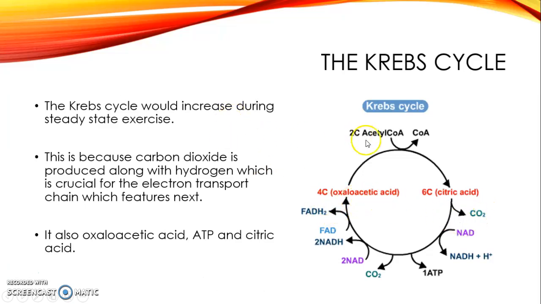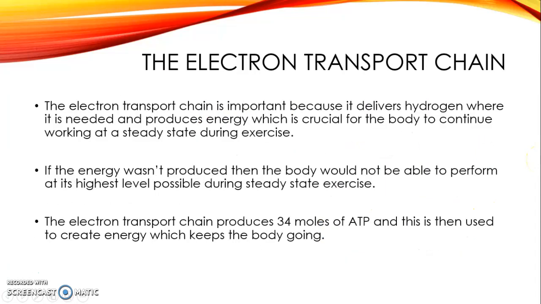Hydrogen is crucial for the electron transport chain. The electron transport chain is important because it delivers hydrogen where it is needed and produces energy, which is crucial for the body to continue working at a steady state during exercise. If the energy wasn't produced, then the body would not be able to perform at its highest level. The electron transport chain produces 34 moles of ATP, and this is then used to create energy, which allows the body to keep going through the steady state.